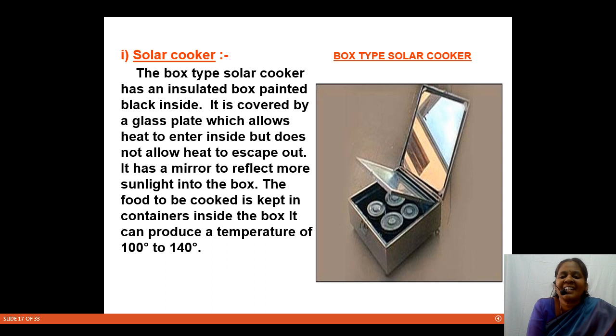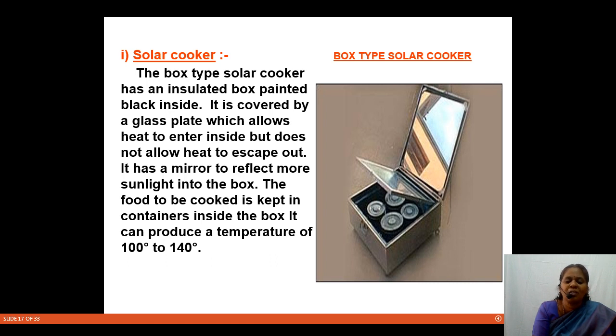I have taken a box type solar cooker, which is given in your syllabus. Box type solar cooker advantages are more, at the same time there are some disadvantages, as in everything in our daily life. A box type solar cooker has an insulated box painted black inside.